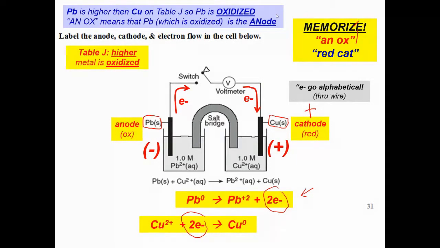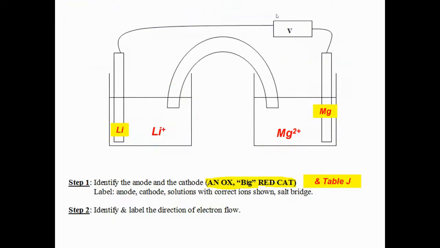And remember, electrons go alphabetically. They start at the anode, they end up at the cathode. Let's try analyzing one more. We got a battery made of lithium and magnesium, two metals. Which is the anode and which is the cathode?